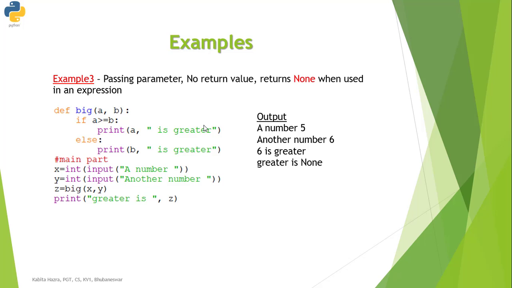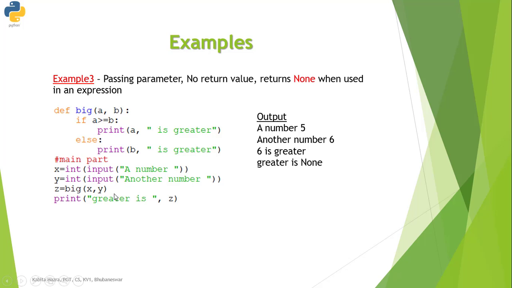So here we have used a big function to find out the bigger of two numbers. We are taking input x and y, and then we are calling the function big by passing the values of x and y, and we are trying to assign it to a variable. Since there is no return statement, this big function is not returning any value. So if we try to use it, then we will see what happens.